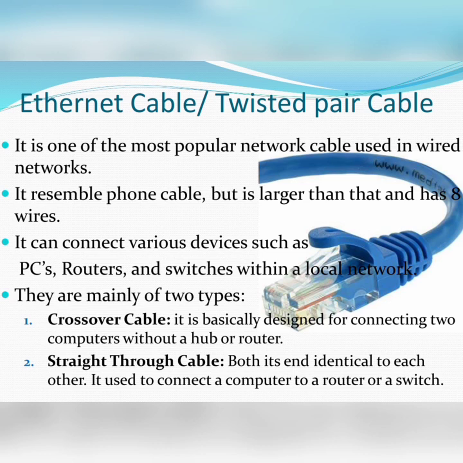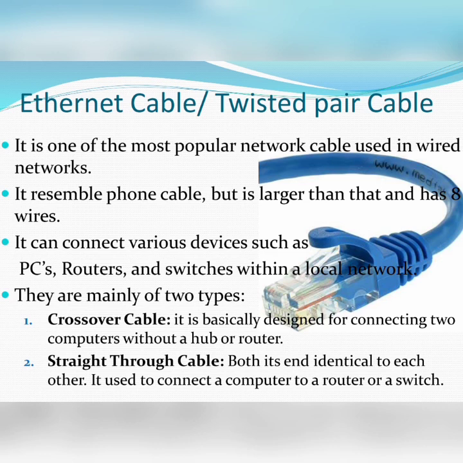Let's talk about guided media, that is, Ethernet cable or twisted pair cable. It is one of the most popular network cables used in wired networks. It resembles phone cables but is larger than that. It has 8 wires. It can connect various devices such as PCs, routers, and switches with a local network.